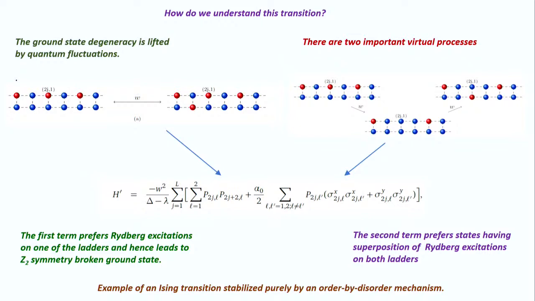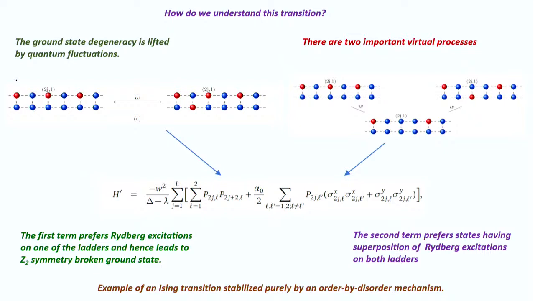Whereas the other term that we have is a process like this. You start from a ground state like this, and then you eliminate a Rydberg excitation out here at 2J1, but then recreate it at 2J2. So you just flip between rungs of the same site of the ladder. This essentially wants maximum superposition of states with Rydberg atoms on both ladders. So when this process wins, you get the state which is a unique superposition of all this.